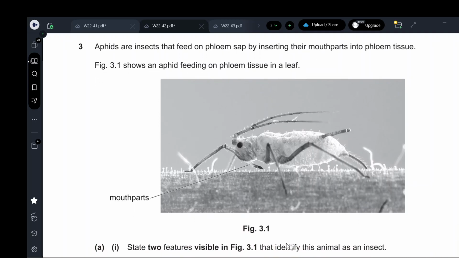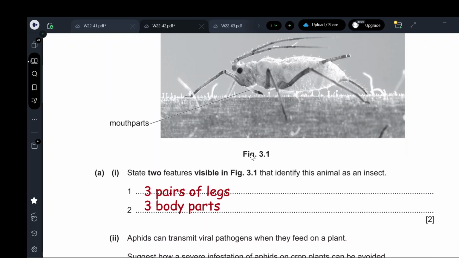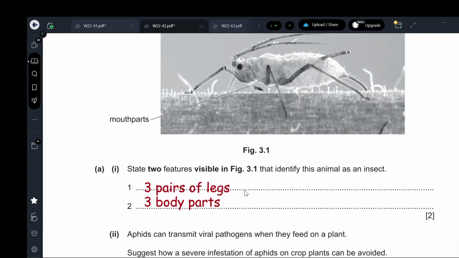State two visible features that identify this animal as an insect. Visible features. Okay? Three pairs of legs and three body parts. These are the features of an insect.